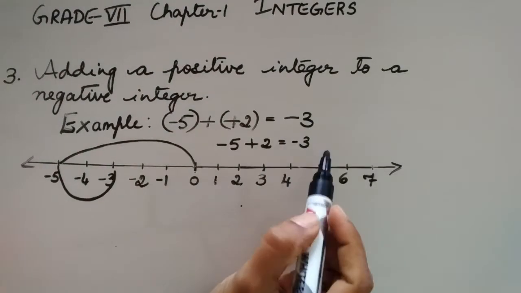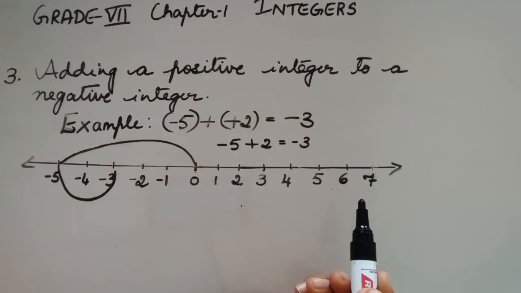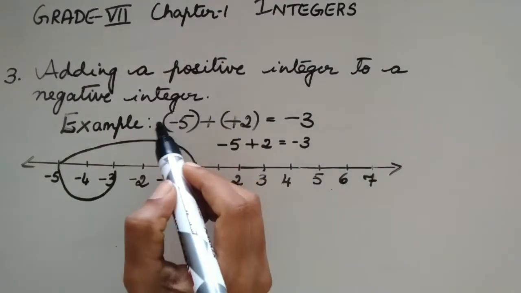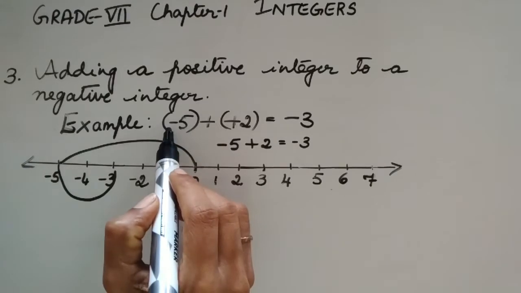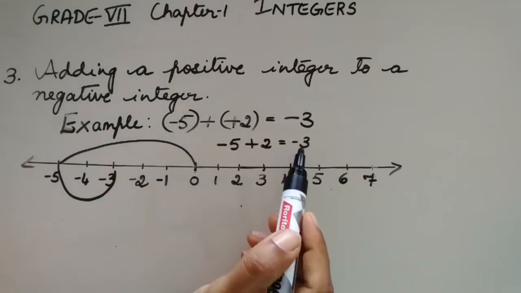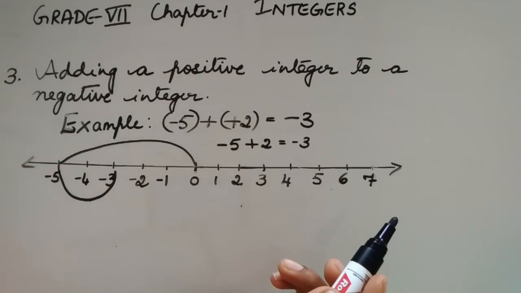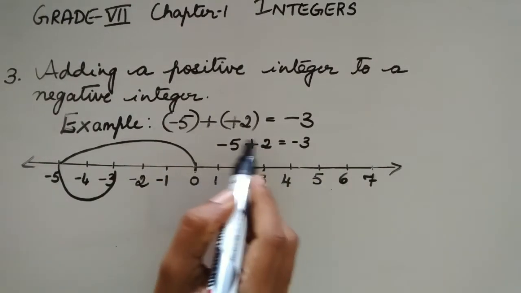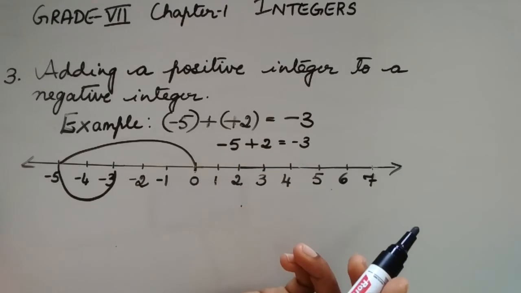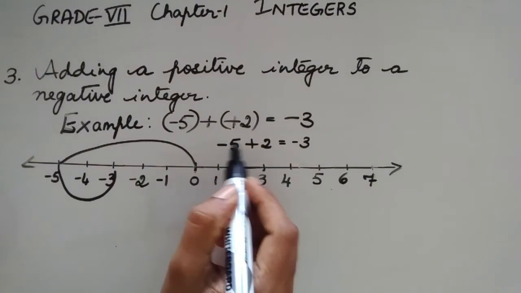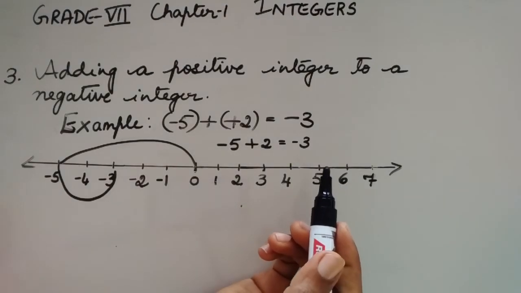Without using the number line, how do we get the answer, students? It is when one positive integer and one negative integer are added. If they are added, we take their difference. What is their difference? Minus 5 plus 2, what is their difference? It is 3, isn't it? The difference is 3.